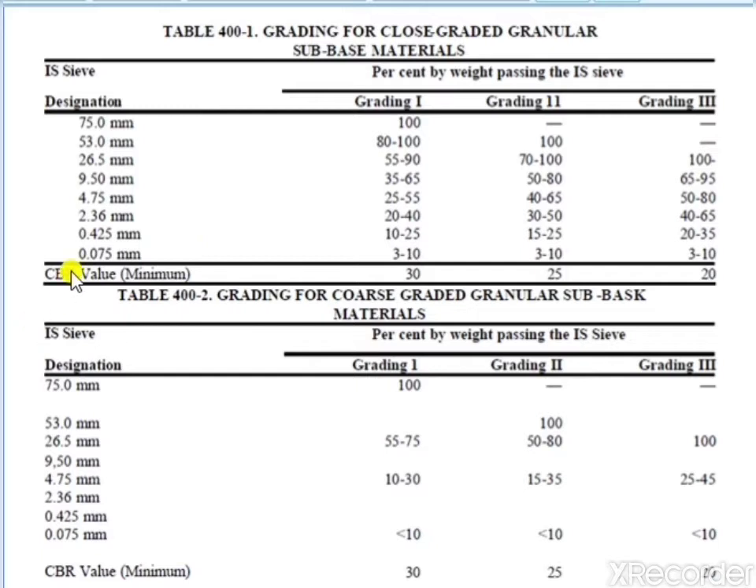And we have different values. It is a minimum value for a soil when we go for the CBR test. So the CBR value for grade 1, grade 2, and grade 3 is given here. For grade 1, the CBR value is 30. For grade 2, the CBR value is 25. For grade 3, the CBR value is 20. So these are the minimum values for the soil which is used in the construction of a subgrade.